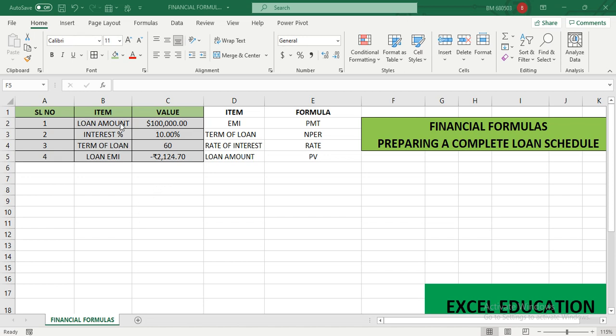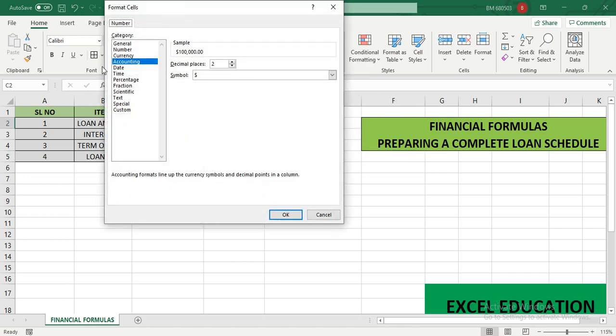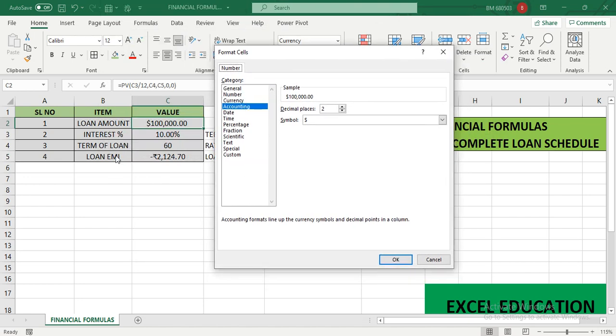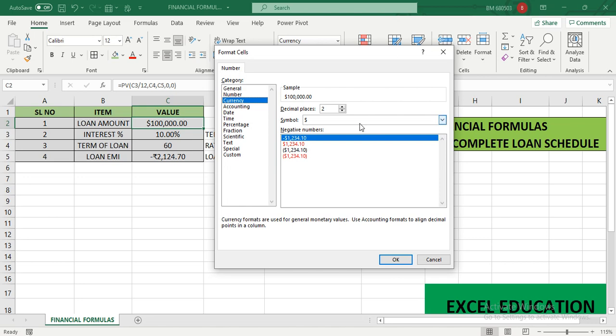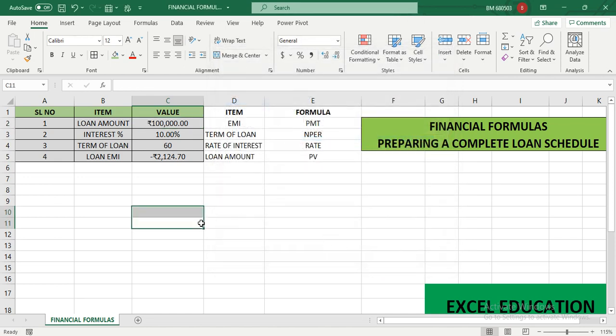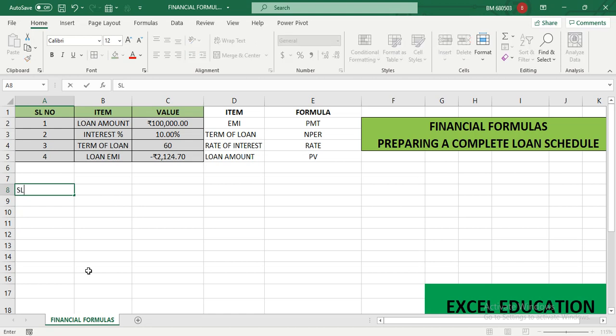So you know that the loan amount availed is 1 lakh rupees. Let us quickly convert it into rupees in this case. The interest percentage is 10%, the term of loan is 60, and the loan EMI calculated is 2124. All right, so let us quickly convert it to Indian rupee.